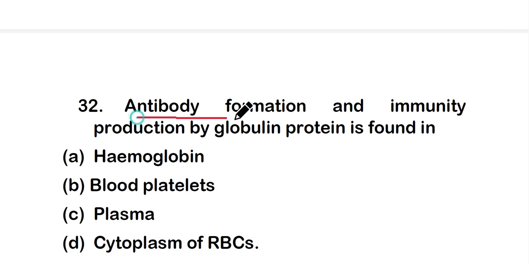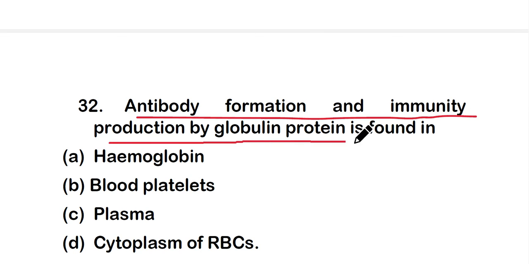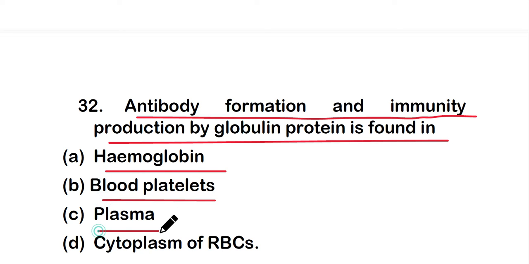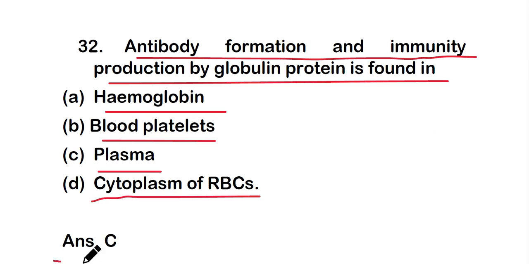Antibody formation and immunity production by globulin protein is found in option A, hemoglobin, option B, blood platelets, option C, plasma, or option D, cytoplasm of RBCs. So the right answer is option C, that is plasma. So antibody formation and immunity production by globulin proteins is found in plasma. Globulin proteins means antibodies.